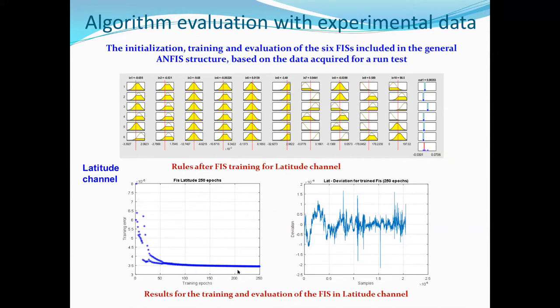We can see in the second graphic, in the second picture, the evolution of the training error during the training epochs. Also, we can observe the latitude deviation for trained FIS for different epochs.